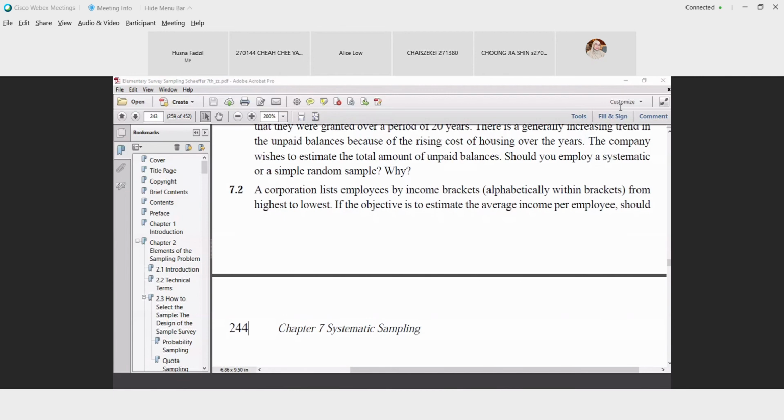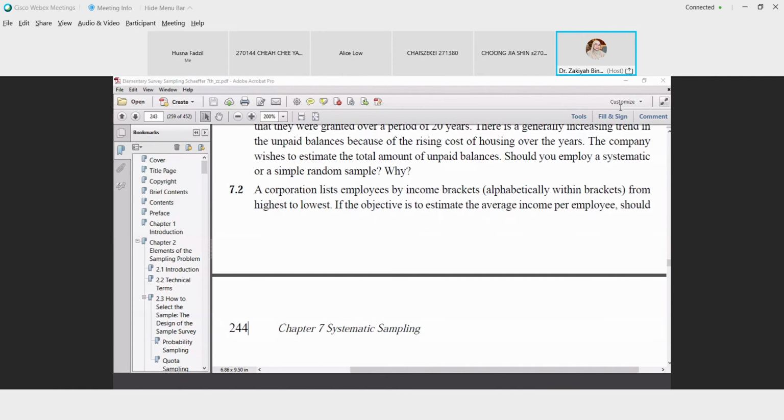Okay, first things first. SRS, everybody agrees SRS is not the best idea, right? You can see why, because the data is ordered. Systematic is not so bad. But I want you to think of stratification. Would it make better sense to stratify? And when you stratify, do you stratify by a certain interval of the salary bracket, or by job function or job grade?